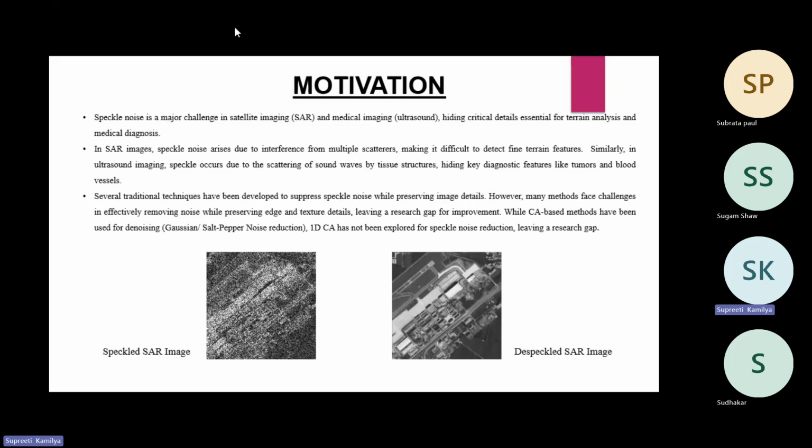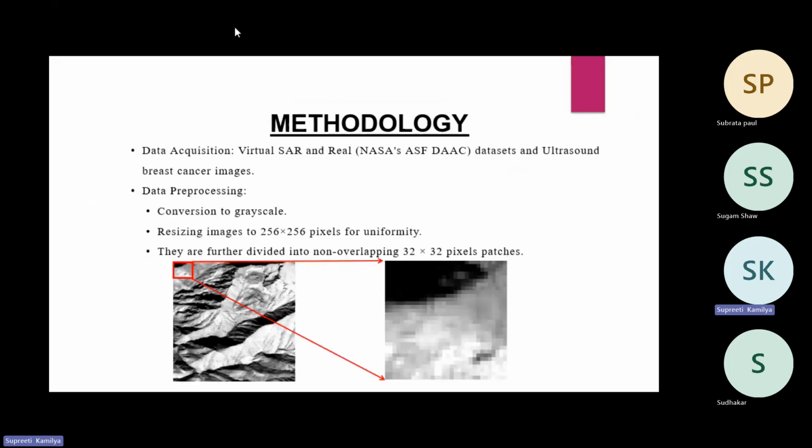I'll just move on to the methodology section. This is the data acquisition part, from where we are acquiring the data. Virtual SAR, this particular data set, is designed for denoising algorithms. They have a set of pairs of noisy and clean images. The real SAR image is downloaded from NASA's Vortex website. And one more medical image we have taken: breast cancer ultrasound images.